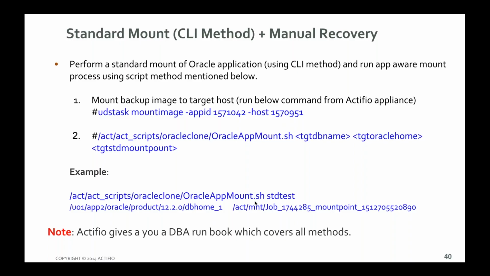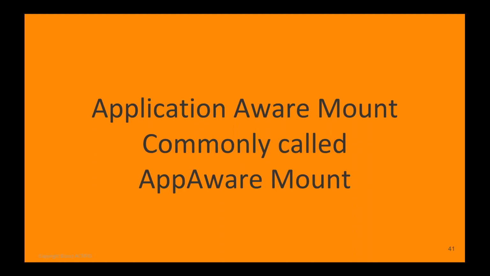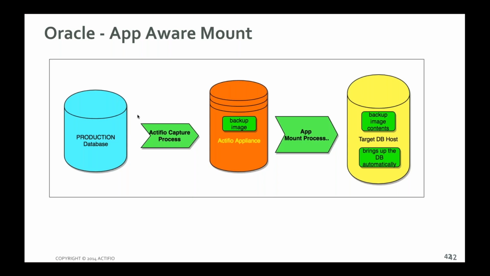And now we understand what a standard mount is. Let me explain a little more about the application aware mount. Unlike a standard mount, the app aware mount is going to bring your database online. The production database is captured by Actifio, and we keep the backup image. In a standard mount process, we are just bringing a backup image to the target host. But with the app aware mount process, along with keeping the backup image contents, we use them to bring up your database automatically. This is an additional function. That's the reason we call it an application aware mount. We bring up the database completely automatically.